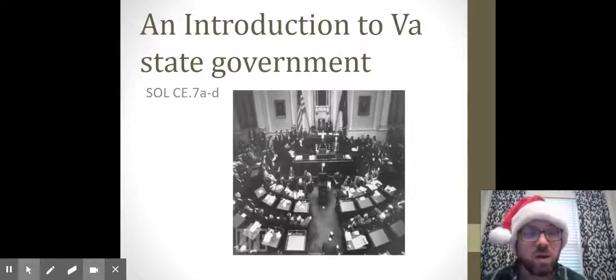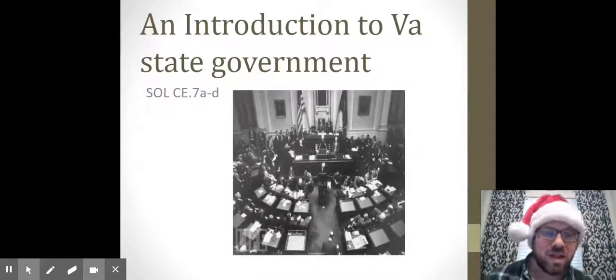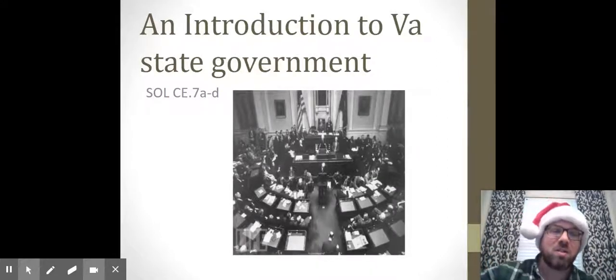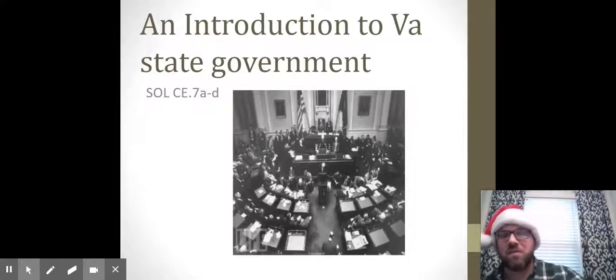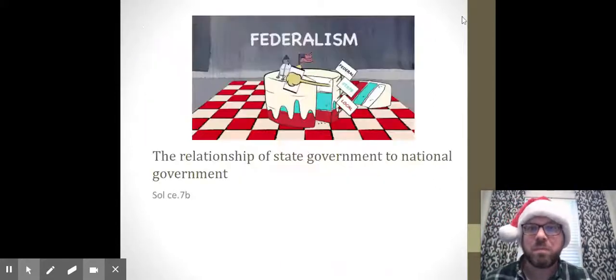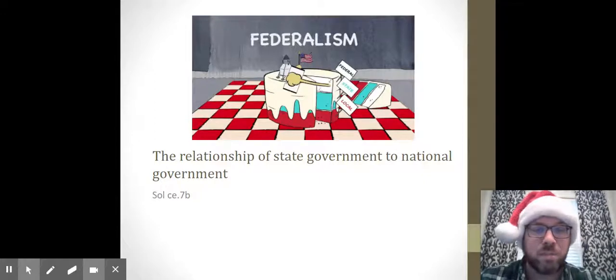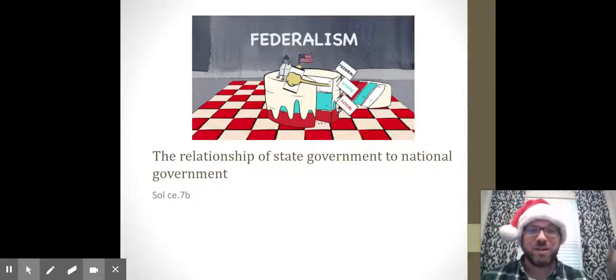We are going to look at Virginia state government today, SOL 7, but we're actually not going to start with 7A. We're going to start with 7B. This is an introduction to Virginia state government. The first thing I'd like to talk about is SOL 7B, the relationship between state government and national government, otherwise known as federalism.